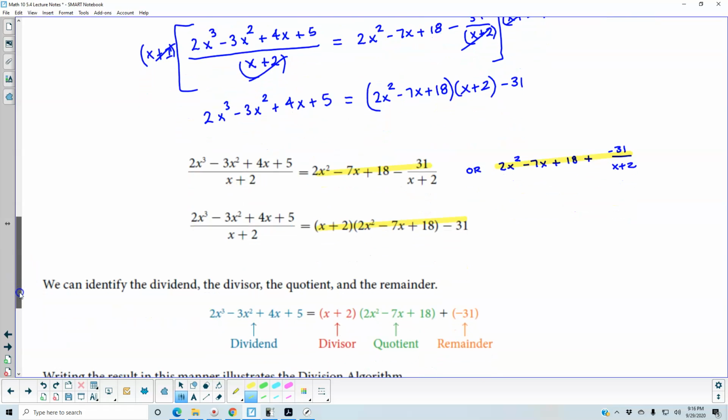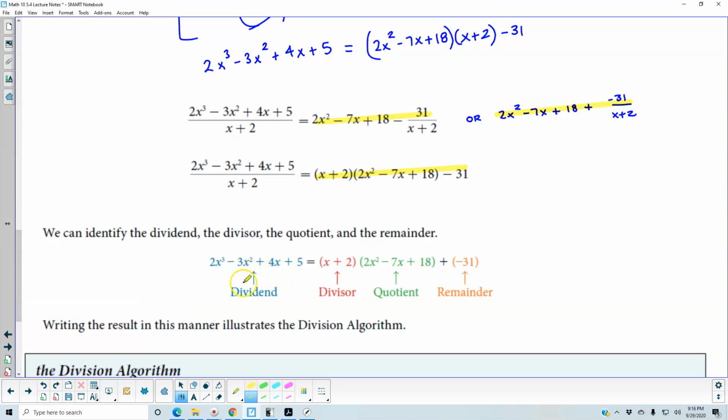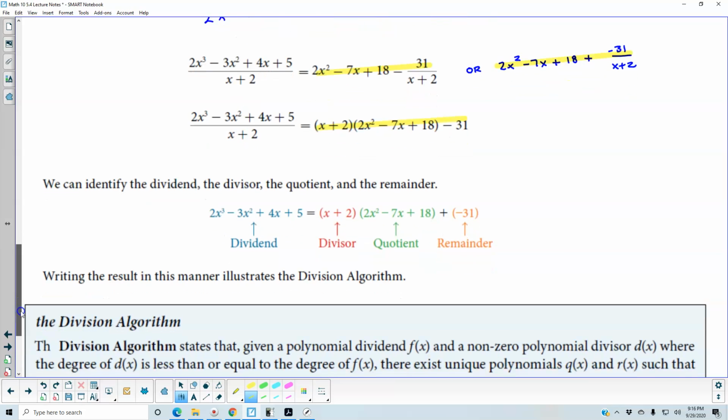Now, we can identify the dividend, the divisor, the quotient, and the remainder. We can see that this represents the dividend, this represents the divisor, this is the quotient, and this is the remainder. And so writing the result in this manner illustrates the division algorithm.